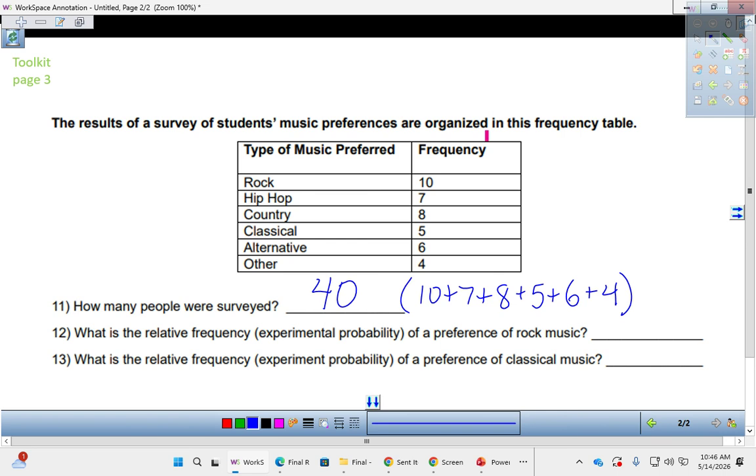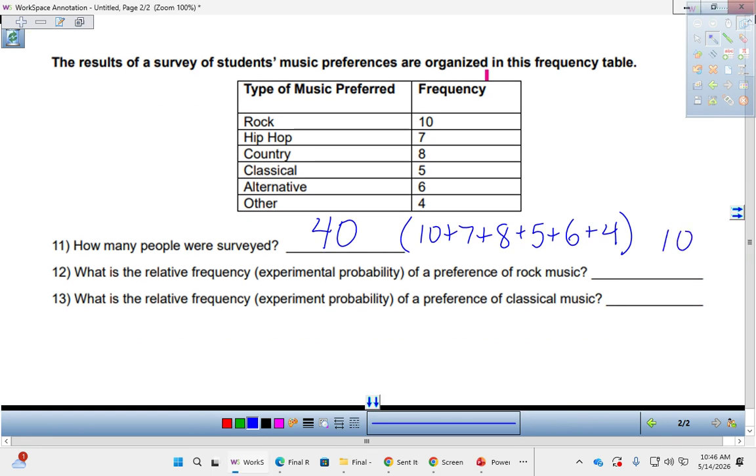You're going to see a question that says, what is the relative frequency? Really, I'm just saying, what's the probability, right? Relative frequency is probability. So what is the probability of having a preference for rock music? I'm going to take the number of people who like rock music out of the total number of people, which is what I just figured out. The number of people who like rock music is 10, if I go to rock and look next to it, and the total number of people is 40. Then 10 divided by 40, if I simplify that, is 1/4. So we just want to simplify when we can.